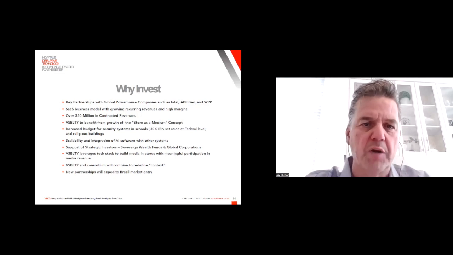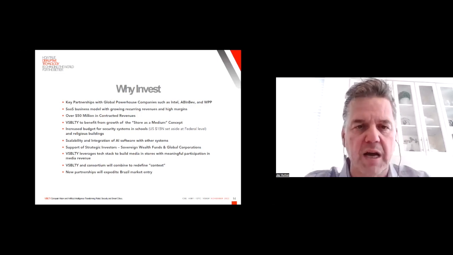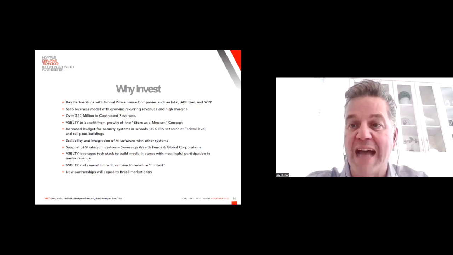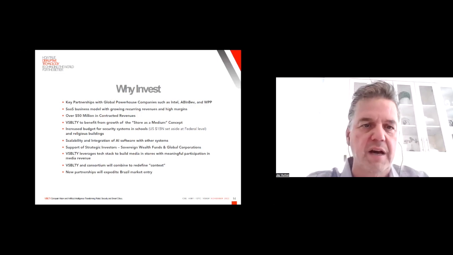A SaaS business model with 80% plus gross margins, a current backlog of 50 million in contracted revenues, software as a service. SaaS is an incremental business. One goes to two, goes to four, goes to eight. And we're now a leader in the store as a medium consortium beside our colleagues of Intel and WPP.